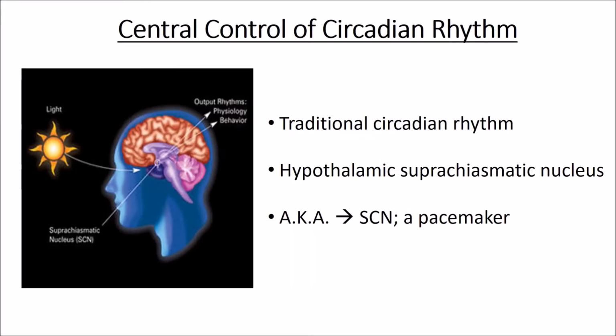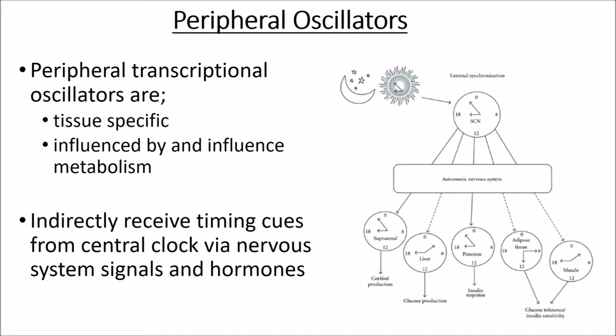The first aspect to talk about is traditional circadian rhythm control, which is surrounding the hypothalamic suprachiasmatic nucleus, which is basically a center in the brain which is entrained to light. So that's sunlight or artificial light, and basically it sends signals through the nervous system and hormones to the body. There's also peripheral oscillators, which are transcriptional oscillators. They are tissue specific, influenced by and influence metabolism, and they indirectly receive timing cues from the central clock via those signals we talked about before.